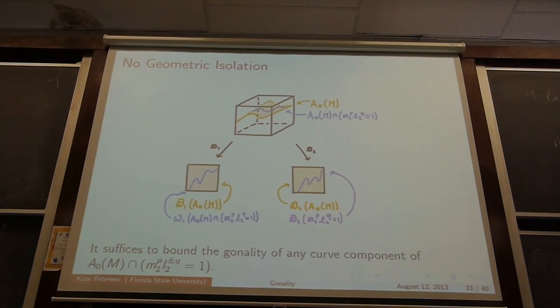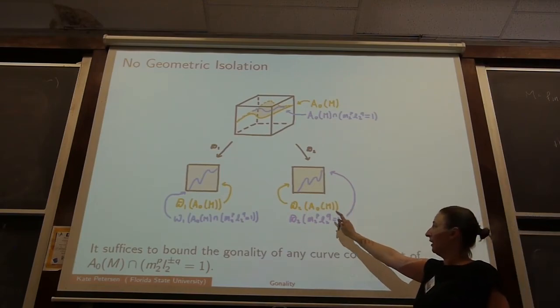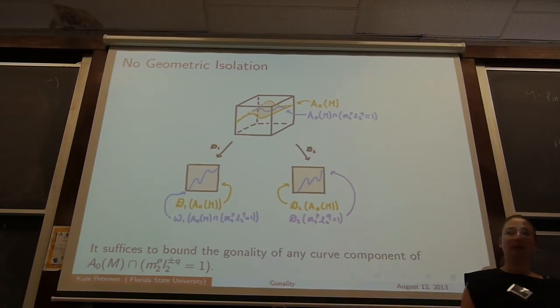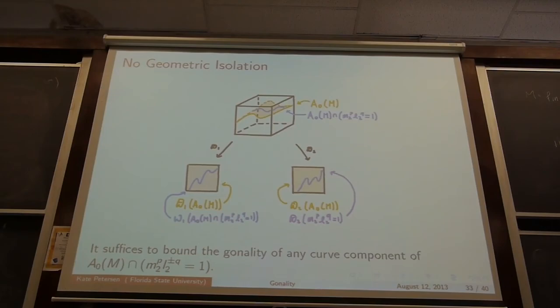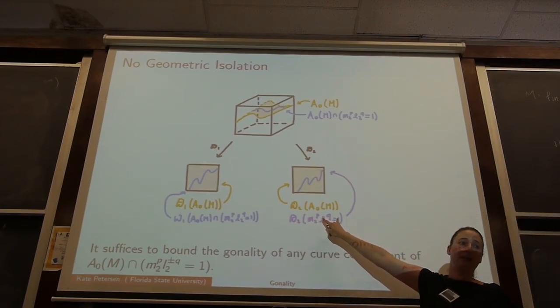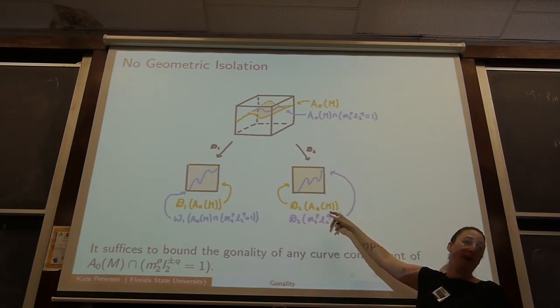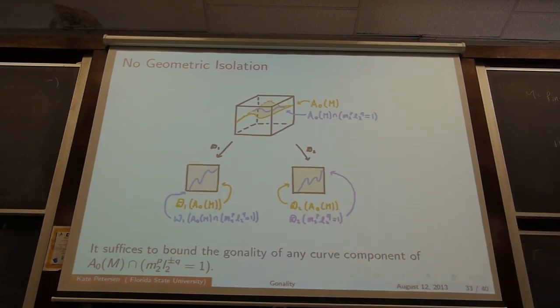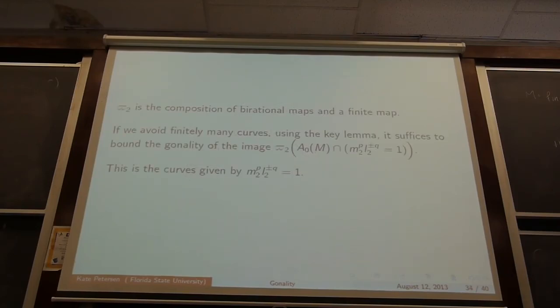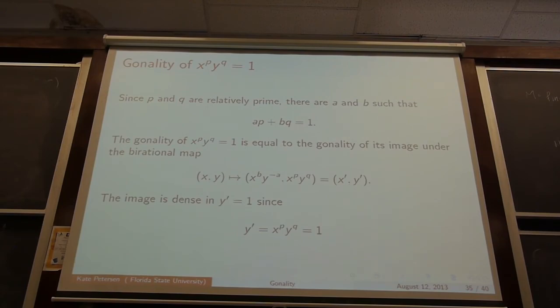So now it suffices to just understand the gonality of M2 to the P, L2 to the Q equals 1. So all I need to do is now show you that those things have gonality independent of P and Q, which seems not true. I mean, certainly the gonality is at worst the smaller of P and Q, because I could do the P power map or the Q power map, whichever is smaller. But it actually turns out that for all of these things, the gonality is exactly one. And this is the algebra that shows it.